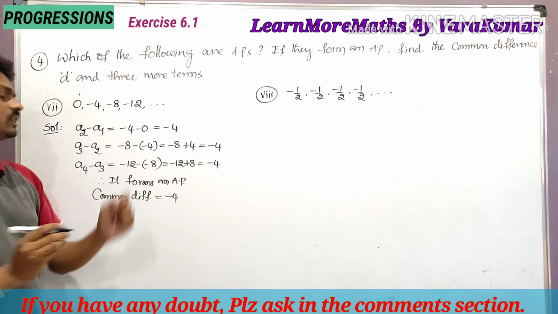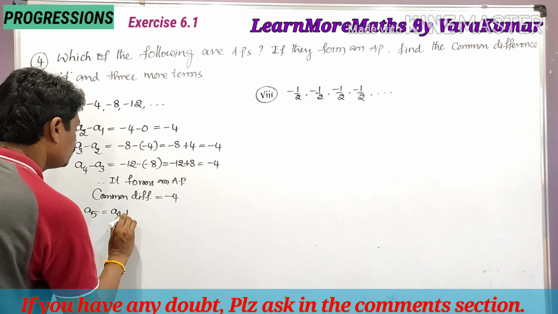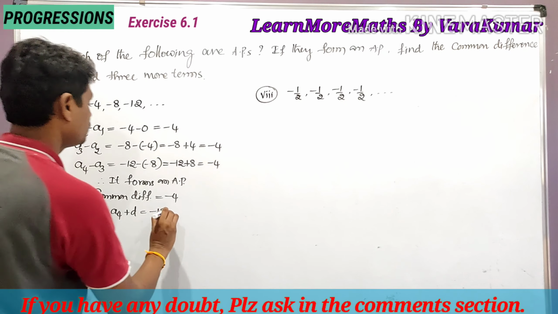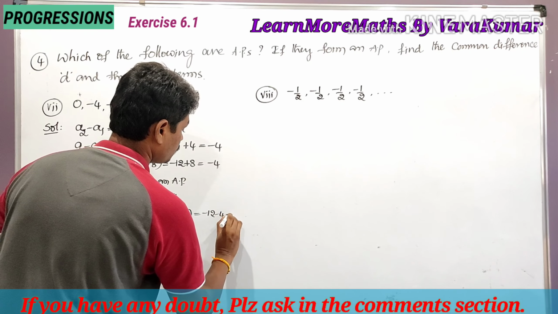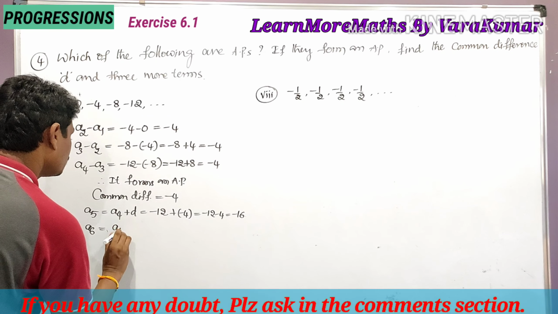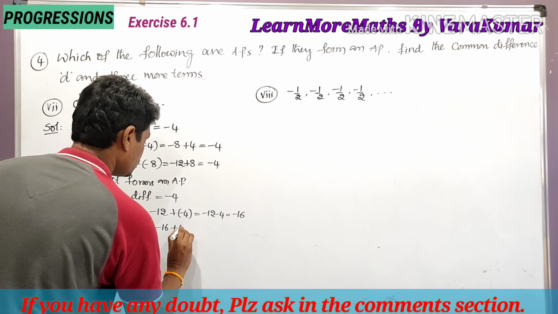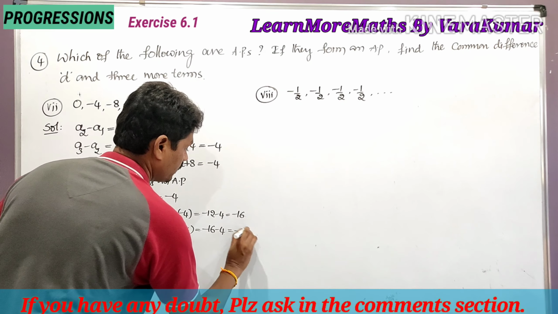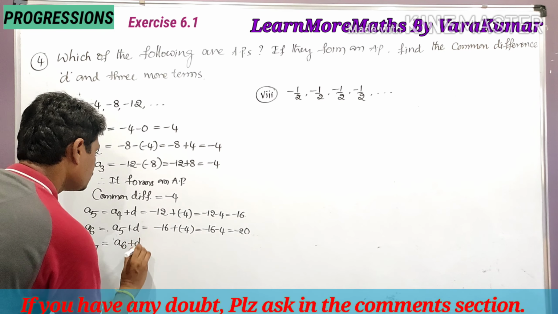So next, he is asking to find three more terms, that is A5, A6, A7. A5 is equal to A4 plus D. So A4 is minus 12, plus D, which is minus 4. So that is minus 12 minus 4, which is minus 16. So next, A6 is equal to A5 plus D again. A5 is minus 16, plus D is minus 4. Minus 16 minus 4 is minus 20. So next, A7 is equal to A6 plus D.